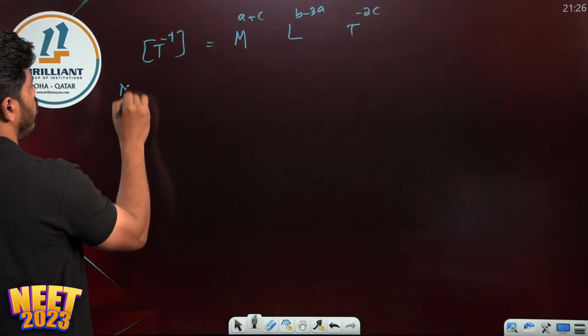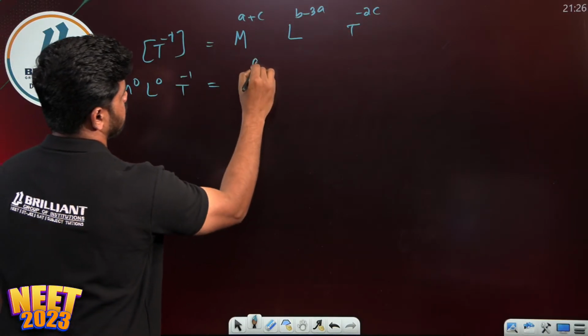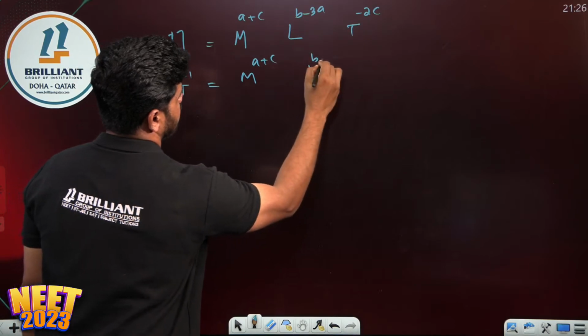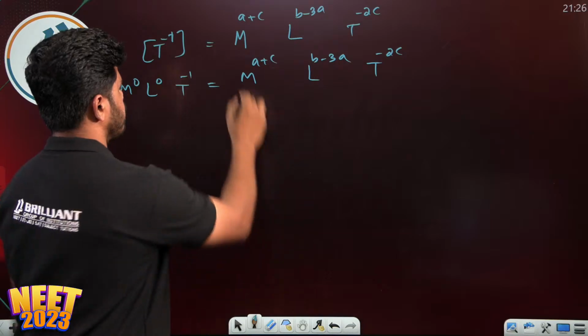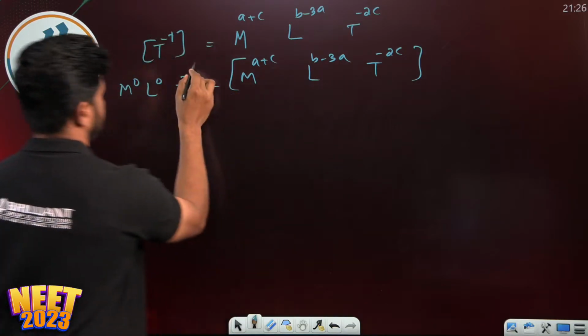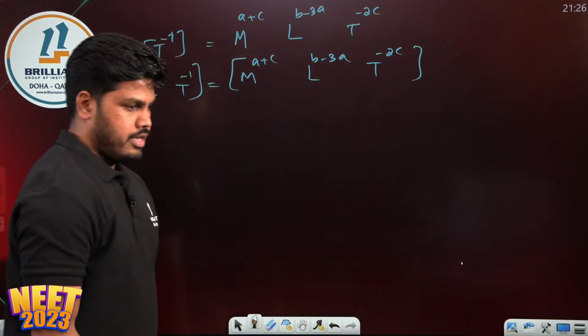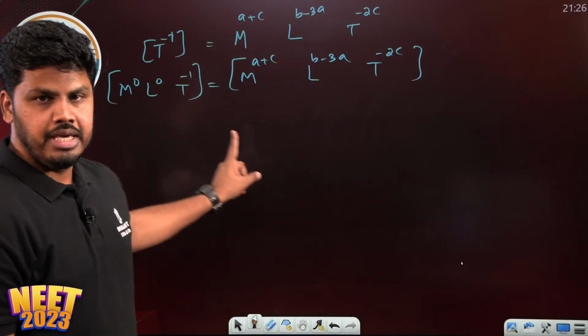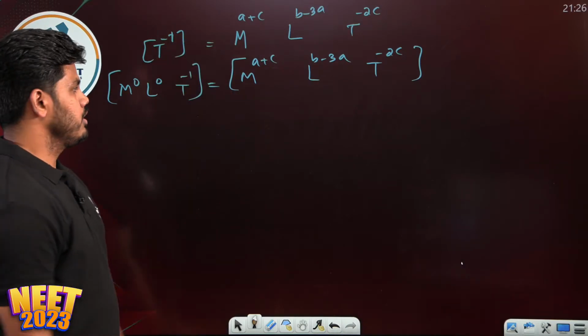So on LHS, no m term, no L term, t raised to minus 1. M raised to a plus c, L raised to b minus 3a, and t raised to minus 2c. Now we have to solve this equation to find the final answer. So make it quick and tell me what is the final answer. Find out a, b and c. Then we will find out what exactly the dimensions in the equation are.